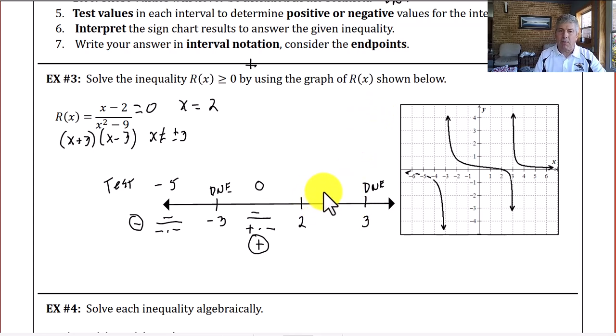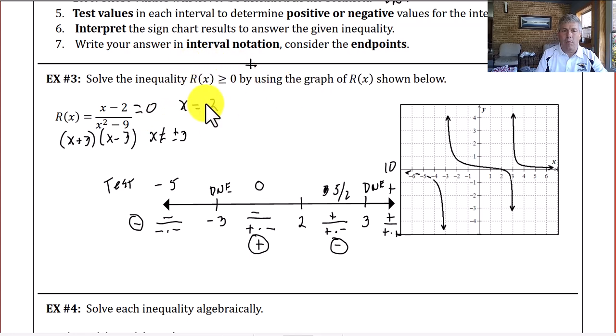Between 2 and 3, I might test something like 5 halves or 2 1/2. And when I do that, I get a positive over a positive times a negative, and that is a negative value. And sure enough, that corresponds with what's on my graph. And then I might test something like 10, and I end up with a positive over a positive times a positive, which is a positive.